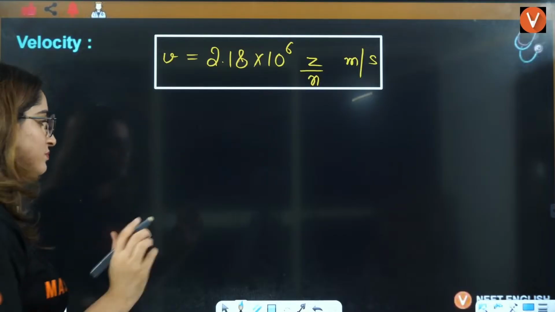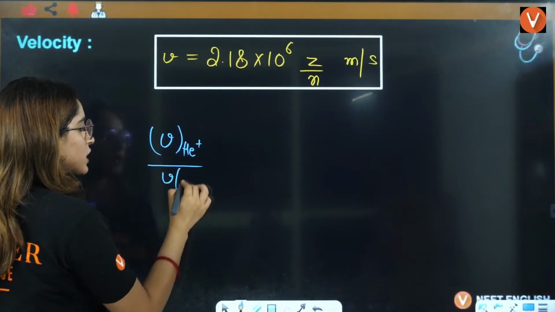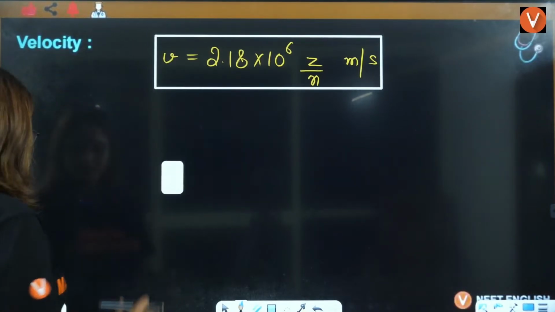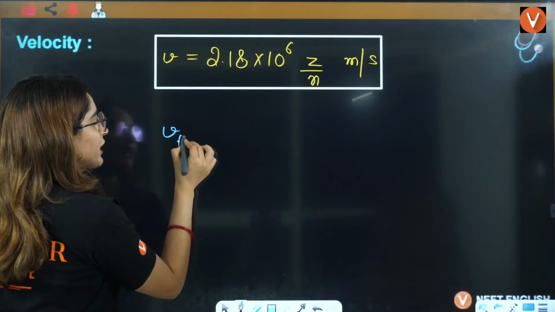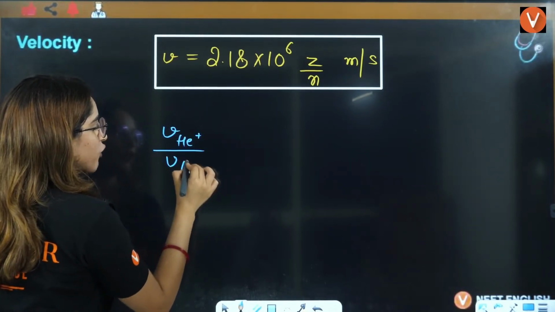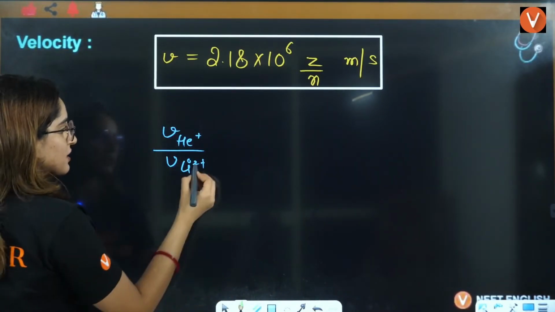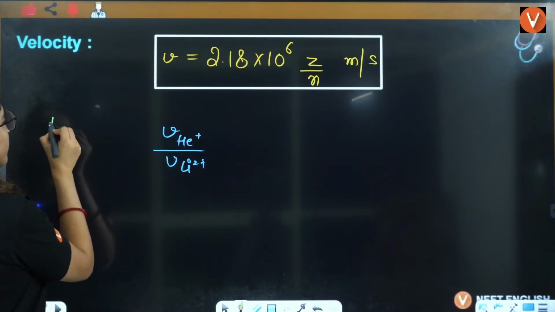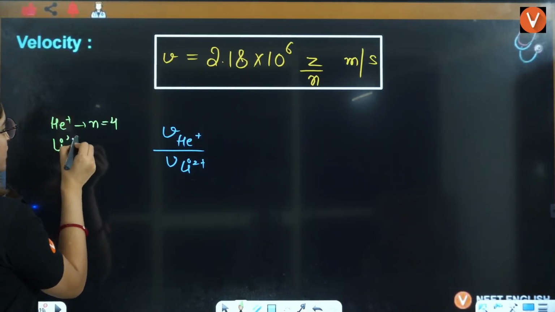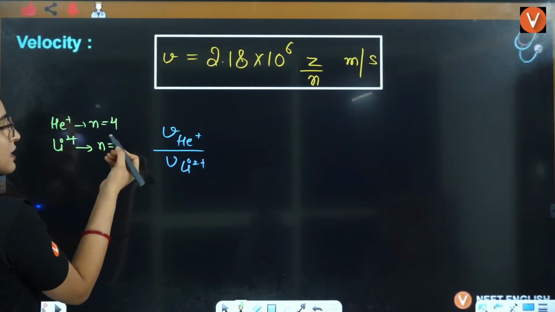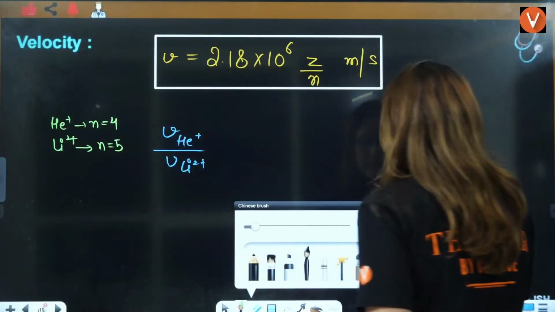If they ask you, in a similar way, velocity for helium positive, take the velocity for lithium 2 positive, what will you answer here? Anybody in the chat box? If they ask you velocity of helium positive divided by velocity of lithium 2 positive, and the question is that helium positive is existing in n is equals to 4 and lithium 2 positive is existing in n is equals to 5, let's say. Random example I am taking. Now what will you apply?